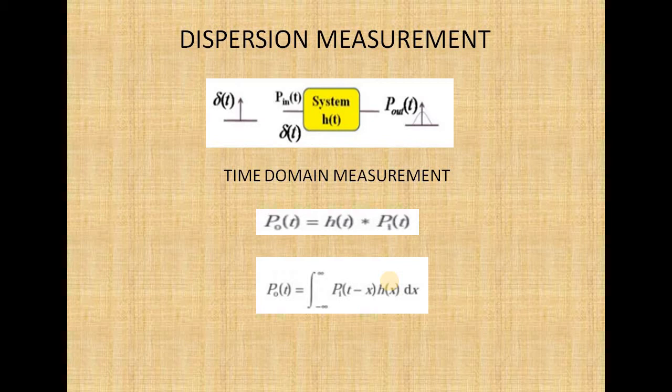The next parameter measurement is dispersion. Dispersion measurement gives an indication of the distortions of the optical signals as they propagate down the optical fibers. Here the optical fiber is represented by a system. Due to this delay distortion, there will be pulse broadening of your transmitted light pulse. Due to this, the information carrying capacity of the fiber is going to be affected.